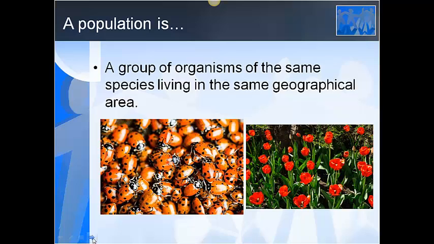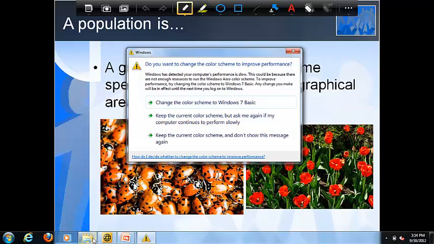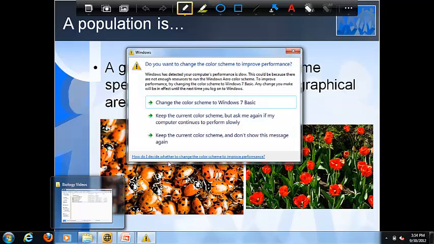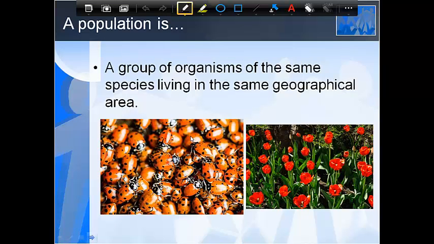So the pictures that I have here represent populations. There's a population of ladybugs here. Okay, here's our population of ladybugs. It's a population of tulips here. Okay, so they are living organisms, they're the same species, and they're in the same area. All of those things tell us it's a population.